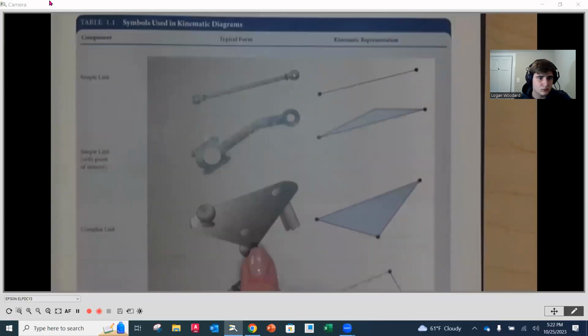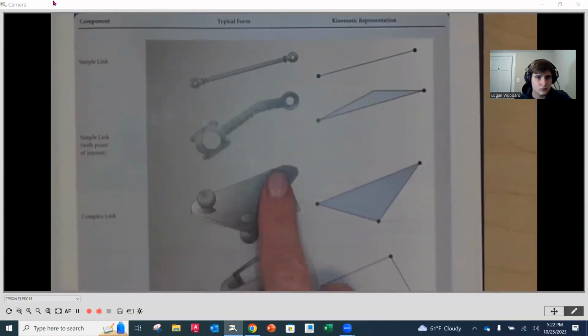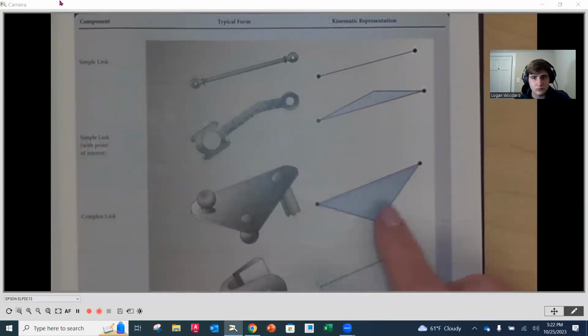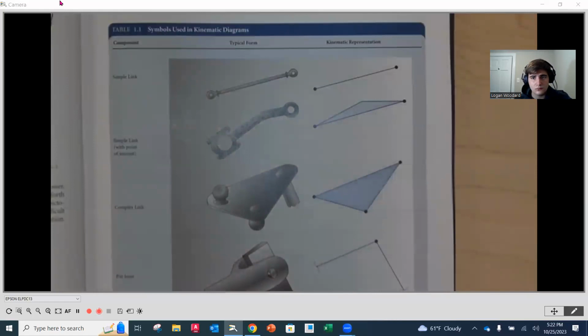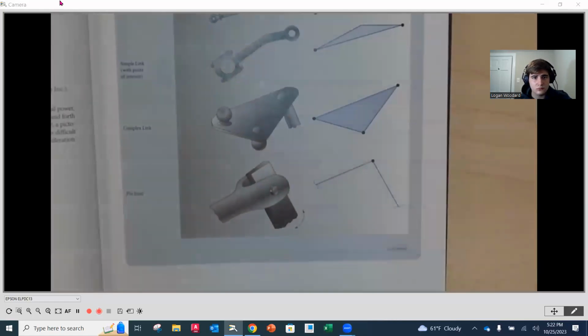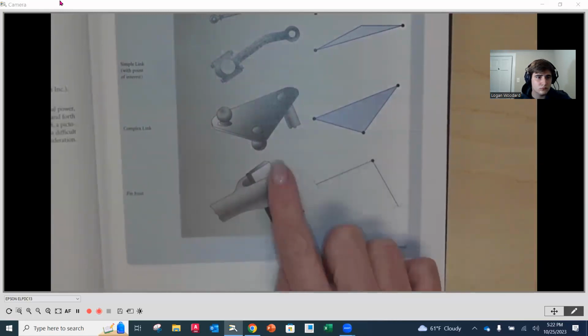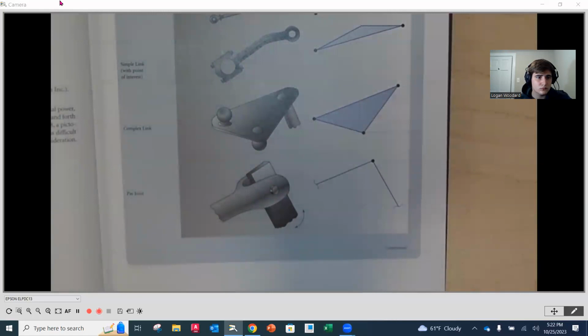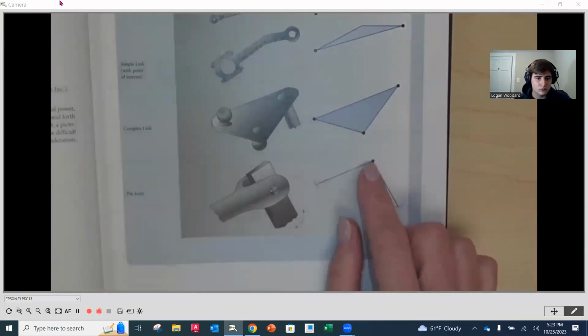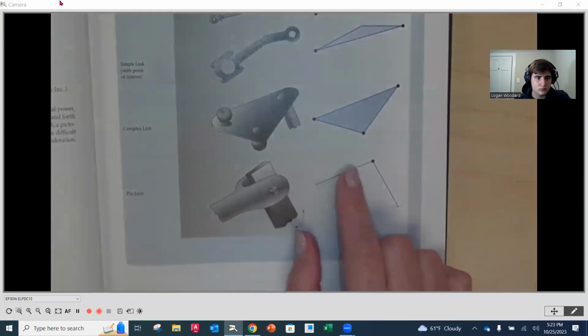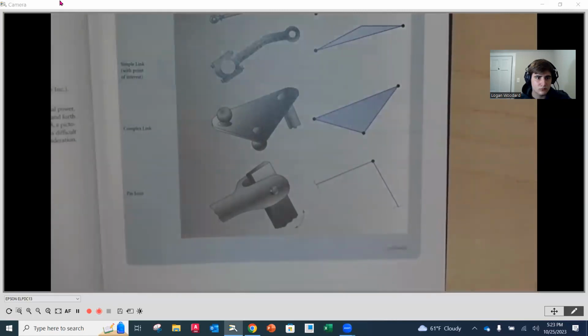Here we have a complex link. This complex link has 3 joints on it, and it's going to be on each one of the corners here. Again, a stripped down version. And then we have a pin joint where we have 2 members coming together and they're joined by a pin. There's overlap here, but we're not concerned about that. With kinematic diagrams, we're keeping this simple. So we're focusing on the center of where that pin is, and we're just going to terminate that member right there, unless there's a reason to do it otherwise.